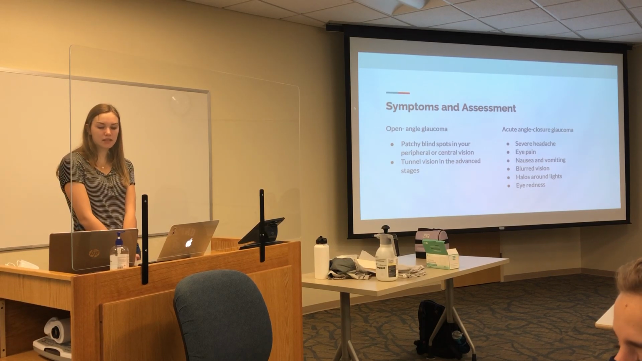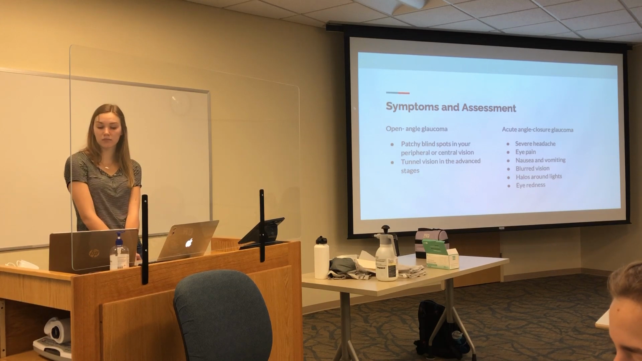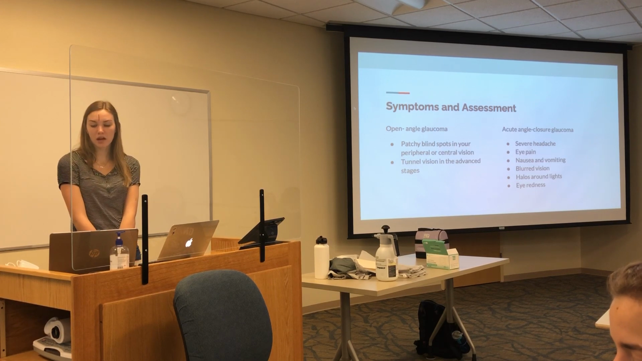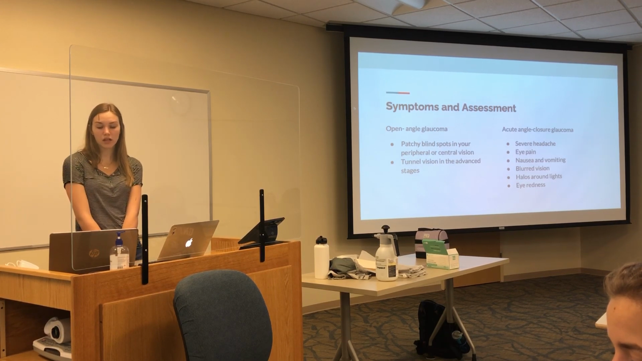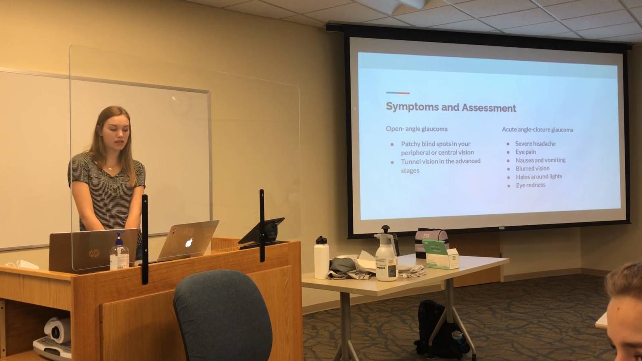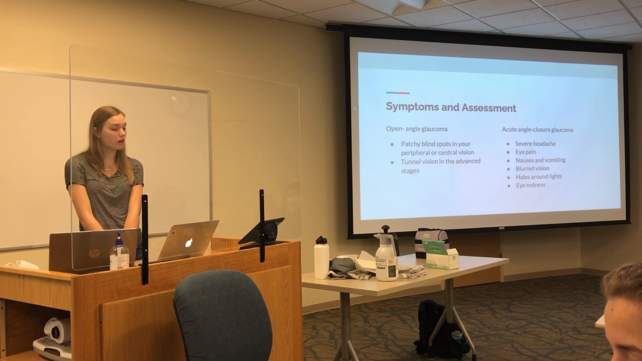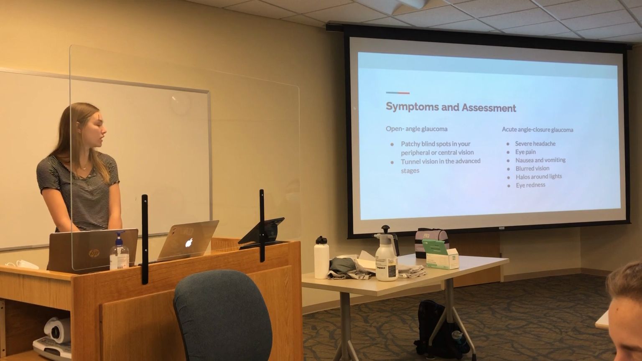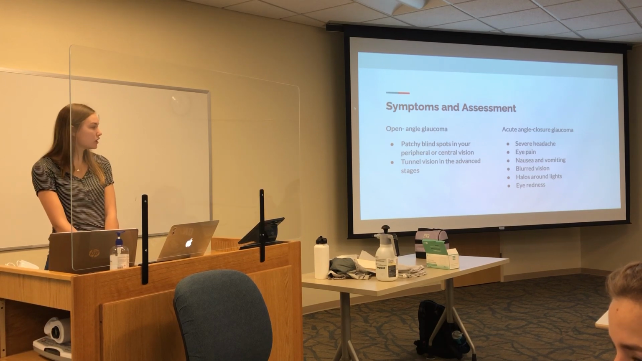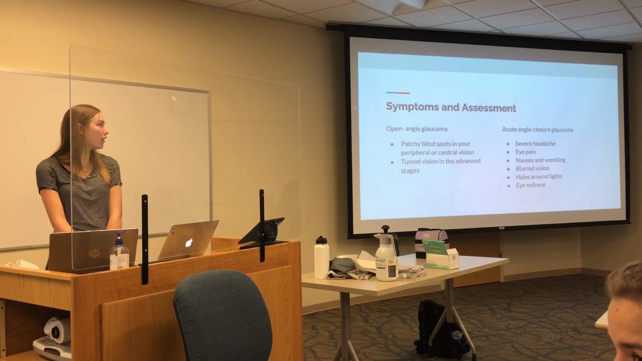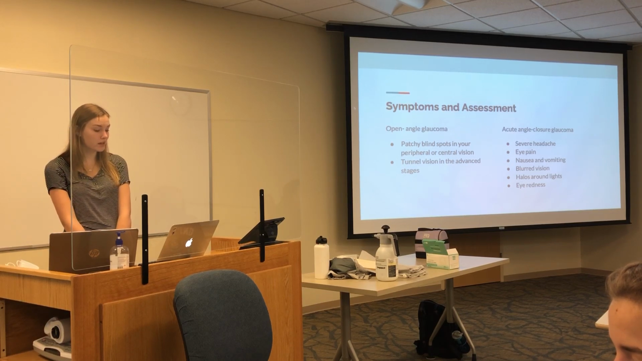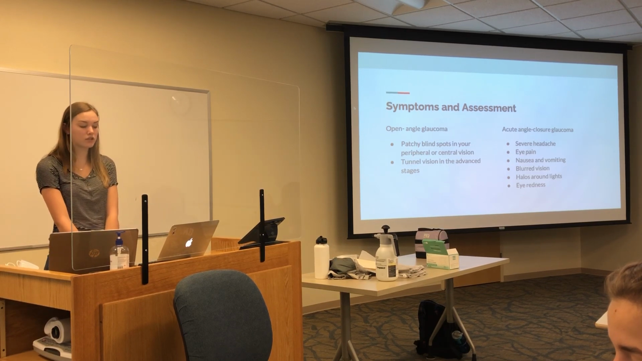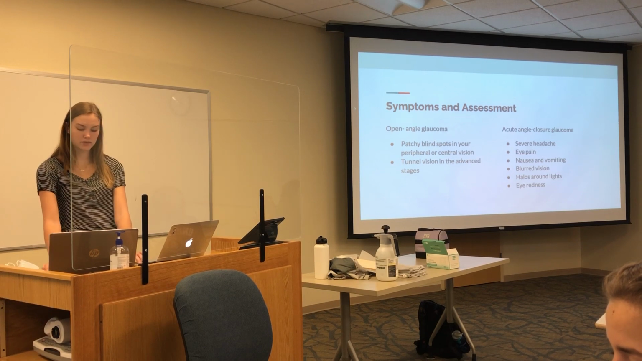So some symptoms and assessment. Many forms of glaucoma have no warning signs, and the effects are gradual, so you may not notice them until your vision condition worsens in advanced stages. Some symptoms of open angle glaucoma are patchy blind spots in your peripheral and central vision. And then as it worsens, you'll get tunnel vision in the advanced stages. With acute angle closure glaucoma, you'll have a severe headache, eye pain, nausea, vomiting, and blurred vision. You'll see halos around the lights and eye redness.